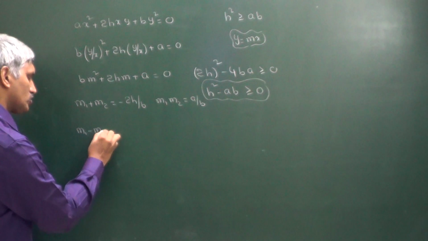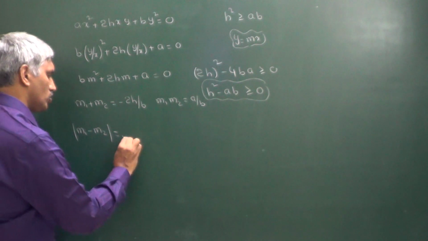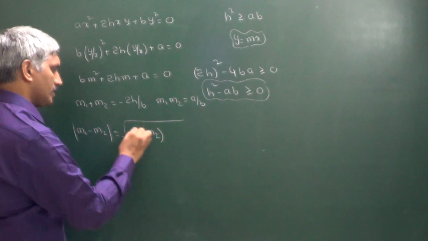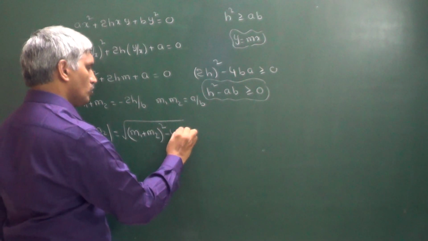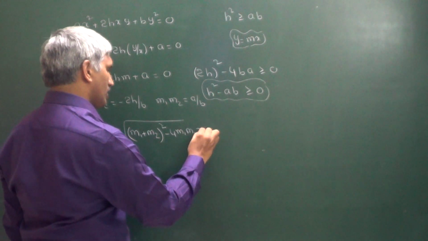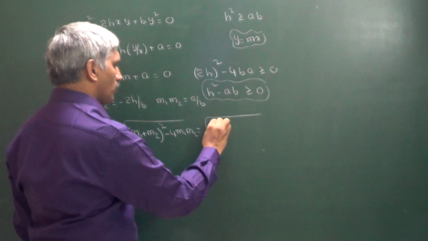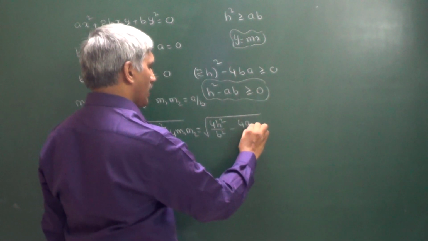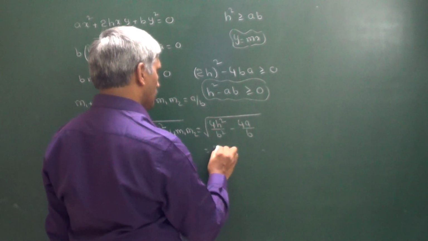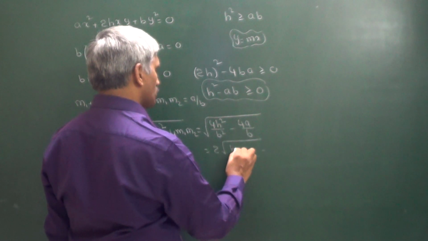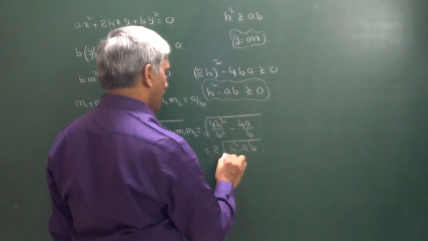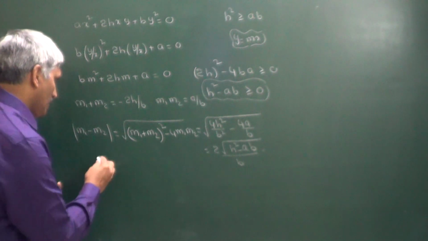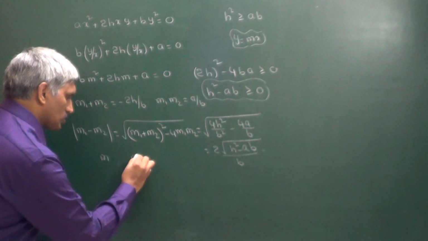Then the difference of the slopes, m1 minus m2, is equal to square root of (m1 plus m2) whole square minus 4 into m1 m2. So we can write it as square root of 4h square divided by b square minus 4 into a by b. That is nothing but 2 into square root of h square minus ab divided by b. So that is m1 minus m2.